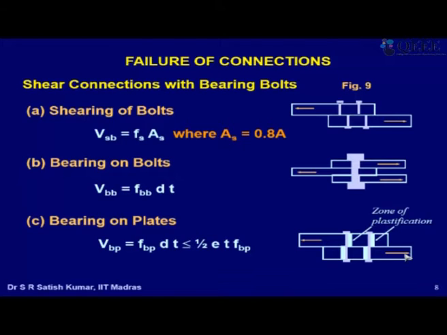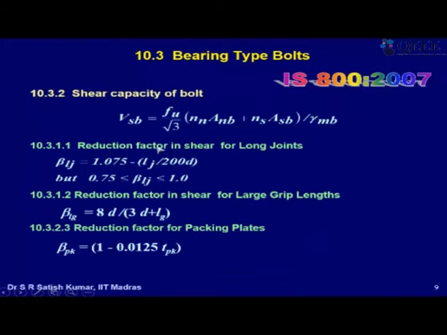Now instead of trying to find out what the variation is and taking that into account, it is again a form of, I would say, stress concentration. Stresses concentrate more on the extreme bolts. We don't want to get into details of how much they concentrate. So what we will do is use a slight reduction factor for the bolt strength, and those are given here. So, reduction factor in shear for long joint.